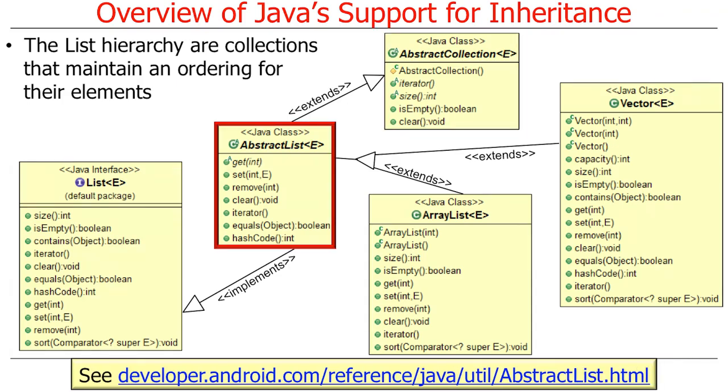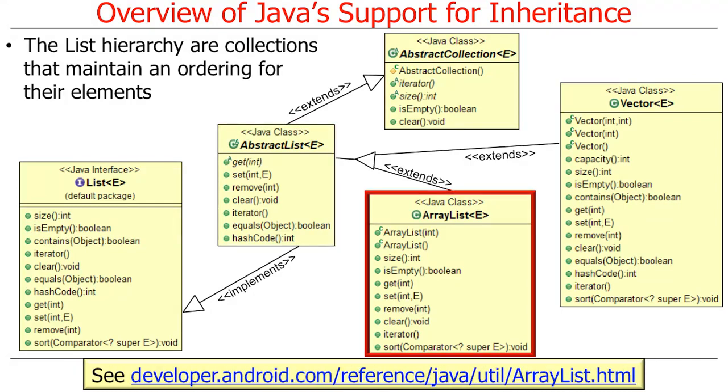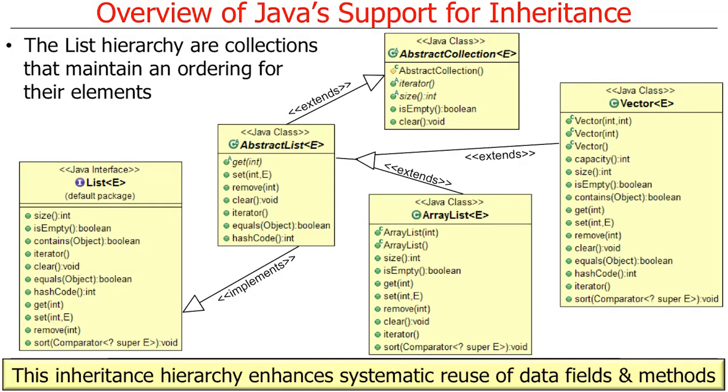Likewise, the AbstractList subclass extends AbstractCollection to provide a skeletal implementation of the list interface, thereby minimizing the effort required to implement this interface using a random access data store, such as an array. Various concrete subclasses, such as Vector and ArrayList in the Java util package, extend AbstractList to provide implementations of the list interface using dynamically resizable arrays. This inheritance hierarchy enhances systematic reuse of both data fields and methods across list-related subclasses of the Java Collections framework.